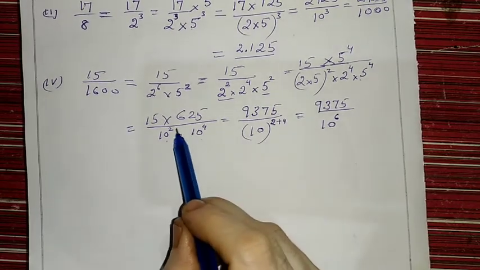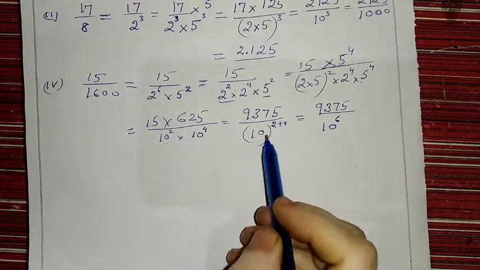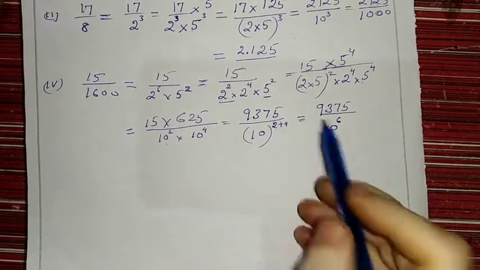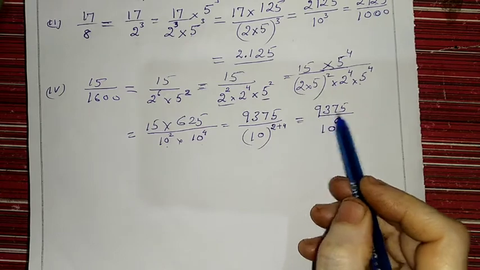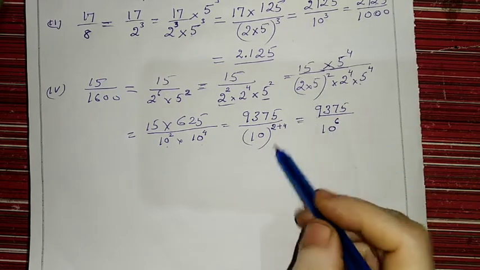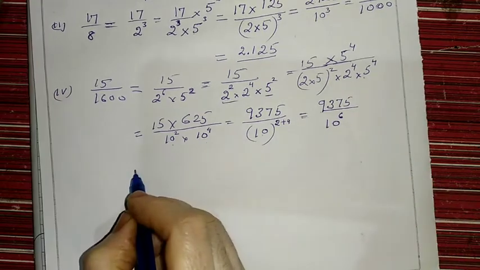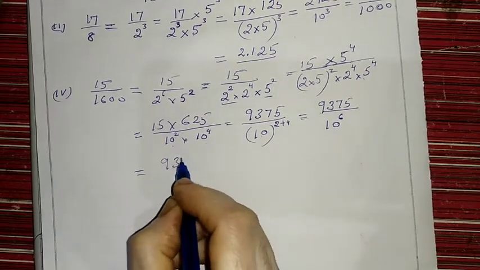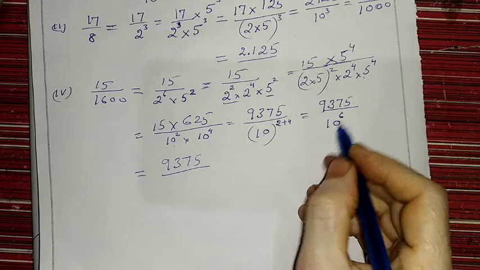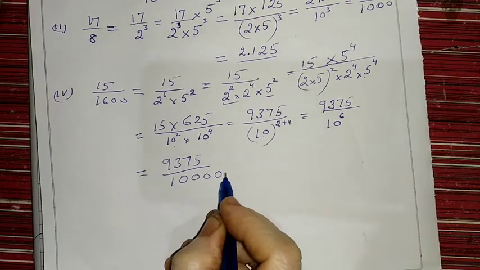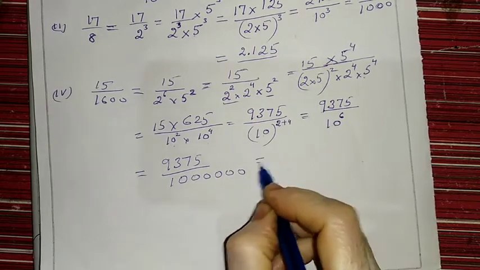Base is the same, so powers must be added: 10 to the power 2 plus 4 by the indices rule. Now 9375 divided by 10 to the power 2 plus 4, which is 6. So this is equal to 9375 divided by 10 to the power 6, which is 1 and 6 zeros: 1, 2, 3, 4, 5, 6.